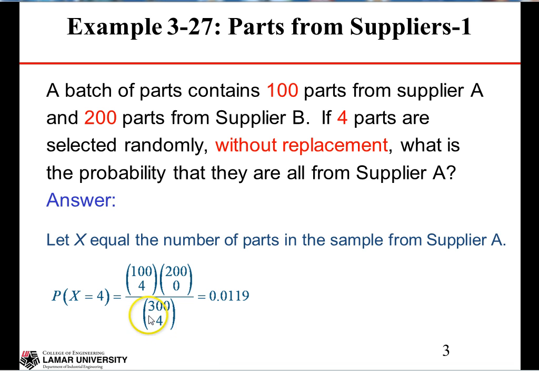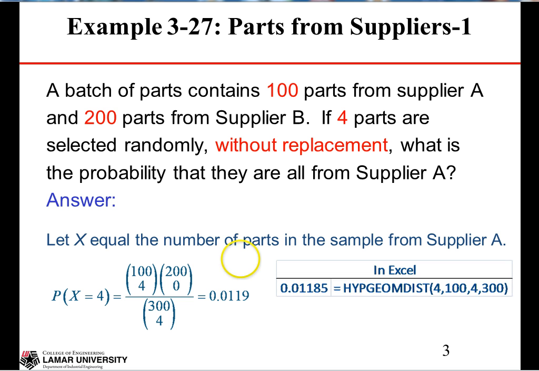Select 4 out of 300. This 4 is the lowercase n. So you just need to plug in the corresponding numbers. You get the probability mass function; in this example we simply apply the probability mass function to solve the problem.